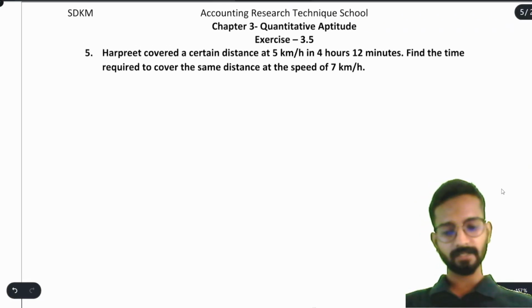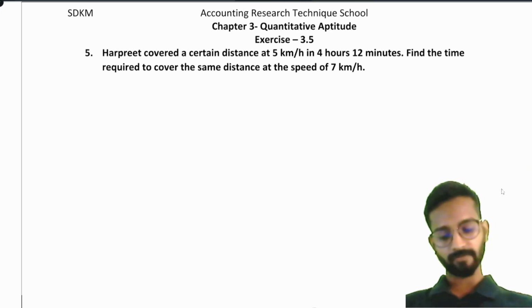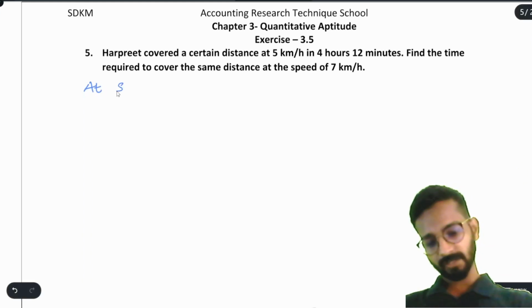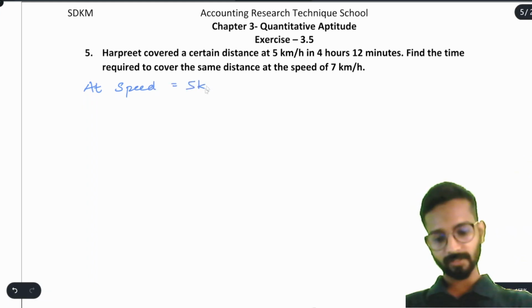Harpreet covered a certain distance at 5 kilometers per hour in 4 hours 12 minutes. Find the time required to cover the same distance at the speed of 7 kilometers per hour. So see, again there are two things. First is at speed 5 kilometers per hour and when time taken is 4 hours 12 minutes.